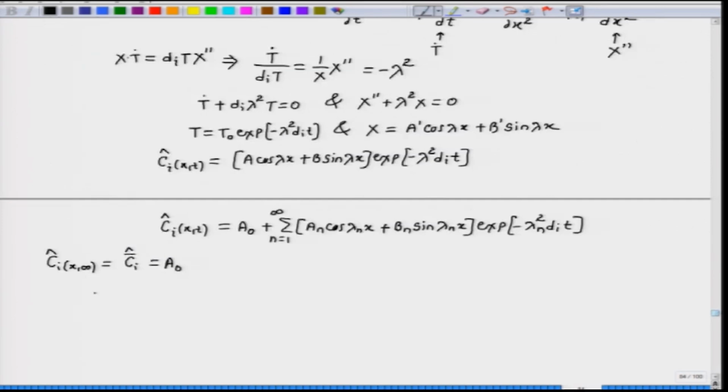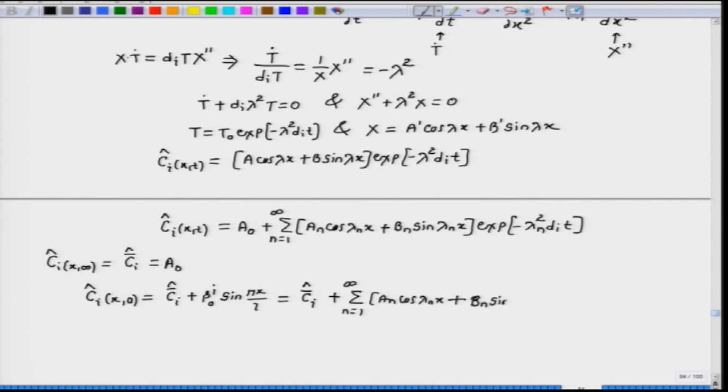If we use the initial condition now, C_i cap at x and t equal to 0 should be equal to C_i bar cap plus beta 0 I sin pi x by L. This should be equal to, if we substitute t equal to 0 in the general solution for C_i cap, we know a 0 is equal to C_i bar cap, plus sigma n equal to 1 to infinity of a n cos lambda n x plus b n sin lambda n x, and exponential 0 is 1.